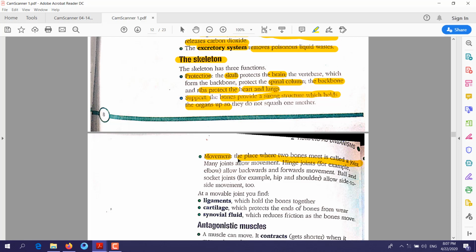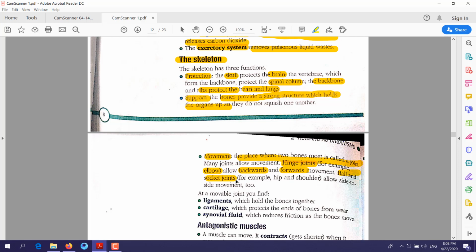a joint. In our body, we have different types of joints. It depends on the way of movement, how it moves. For example, the two main types of joints in our body are the hinge joint and the ball and socket joint. The hinge joint enables the two bones to move just backward and forward. An example is the elbow. Your elbow, you can just move backward and forward. You cannot move it in all directions.